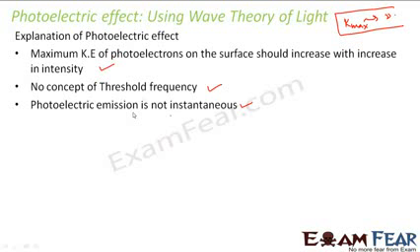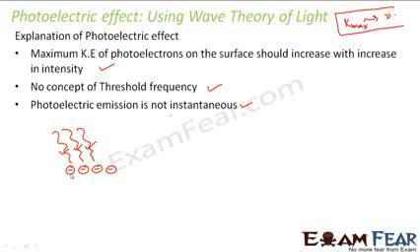the reason behind this was, as per wave theory, what was happening? When light is falling on a metal surface, the energy of the wave is getting distributed over all the electrons which are present on the metal surface. Right? Let us suppose there are many electrons present on the surface of the metal. So it is getting distributed between all the electrons.